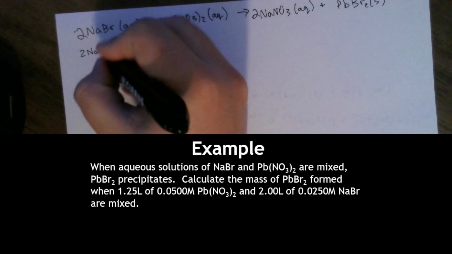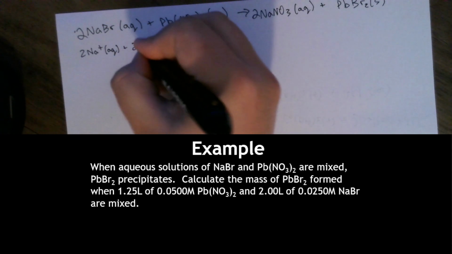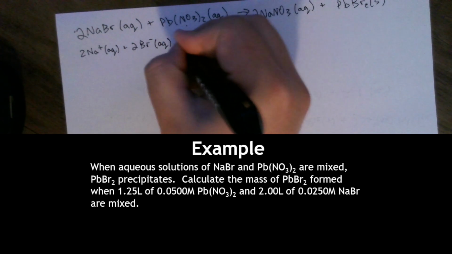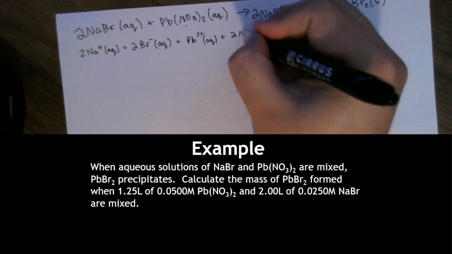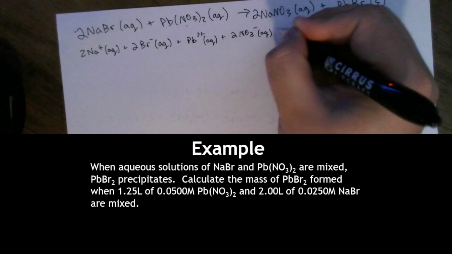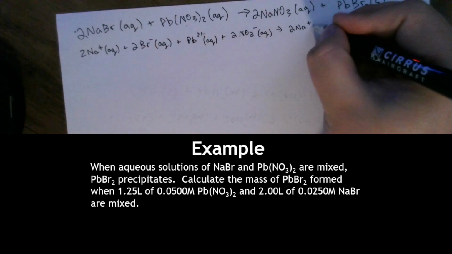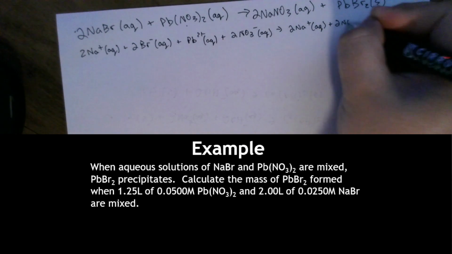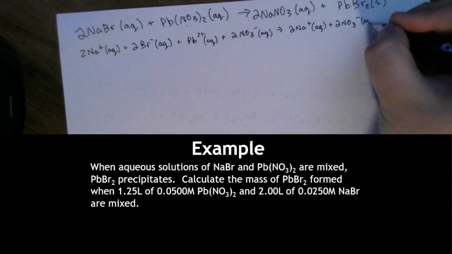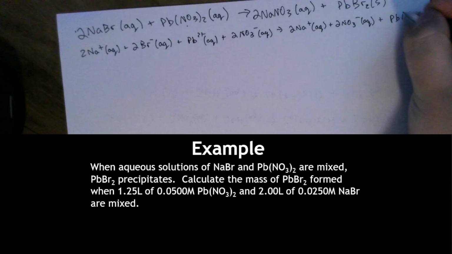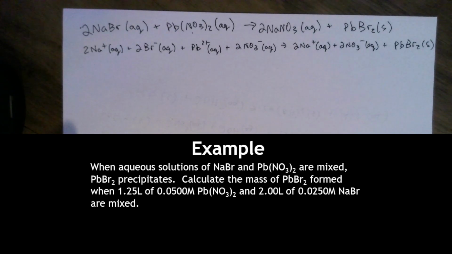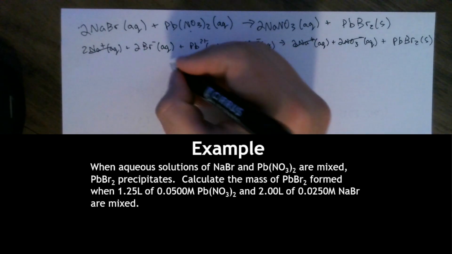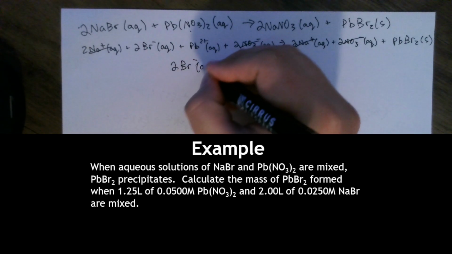Going to split everything apart. 2 Na plus plus 2 Br minus plus Pb2 plus plus 2 nitrates gives you 2 Na plus plus 2 NO3 minus plus this solid at the end. Thank goodness, that's out of room. Okay. Let's get rid of the things that don't matter. My spectator ions, 2 Na, 2 NO3, 2 Na, 2 NO3.